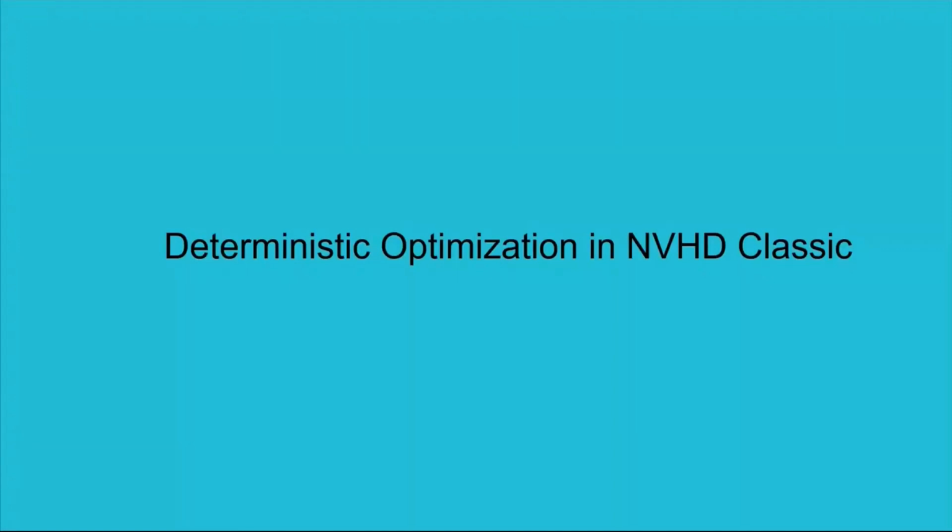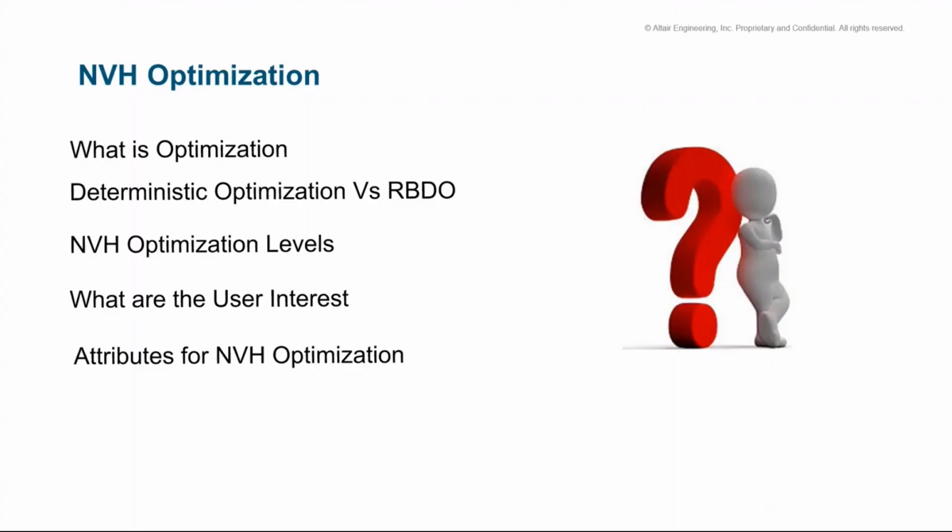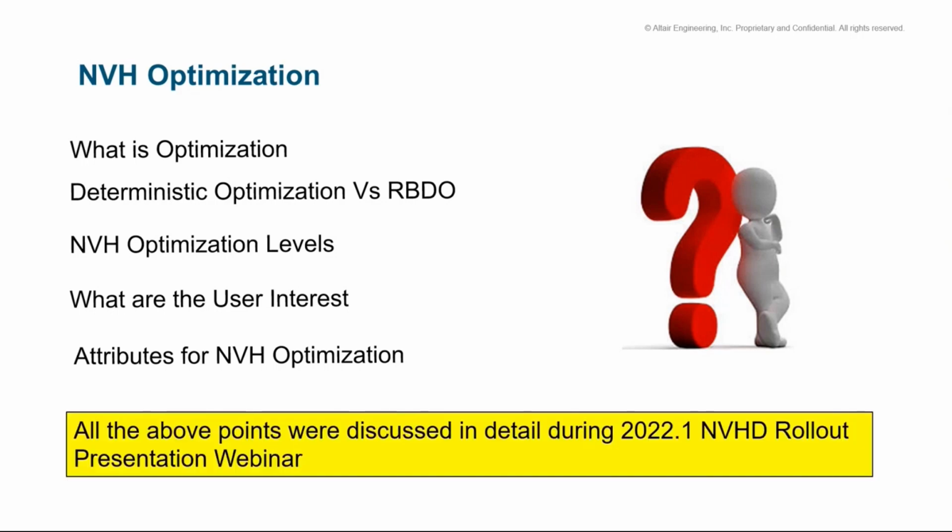starting my presentation. So the first thing that I'm going to do is to talk on deterministic optimization in NVHD Classic. So as far as NVH optimization is concerned, there are a few topics like what is optimization, what is deterministic optimization versus RBDO, what are the different types of NVH optimizations which are done, what are the user interest, and what are the attributes for NVH optimization. So these are the points which we are not going to cover today because all these points were covered in detail during the last webinar for 2022.1.